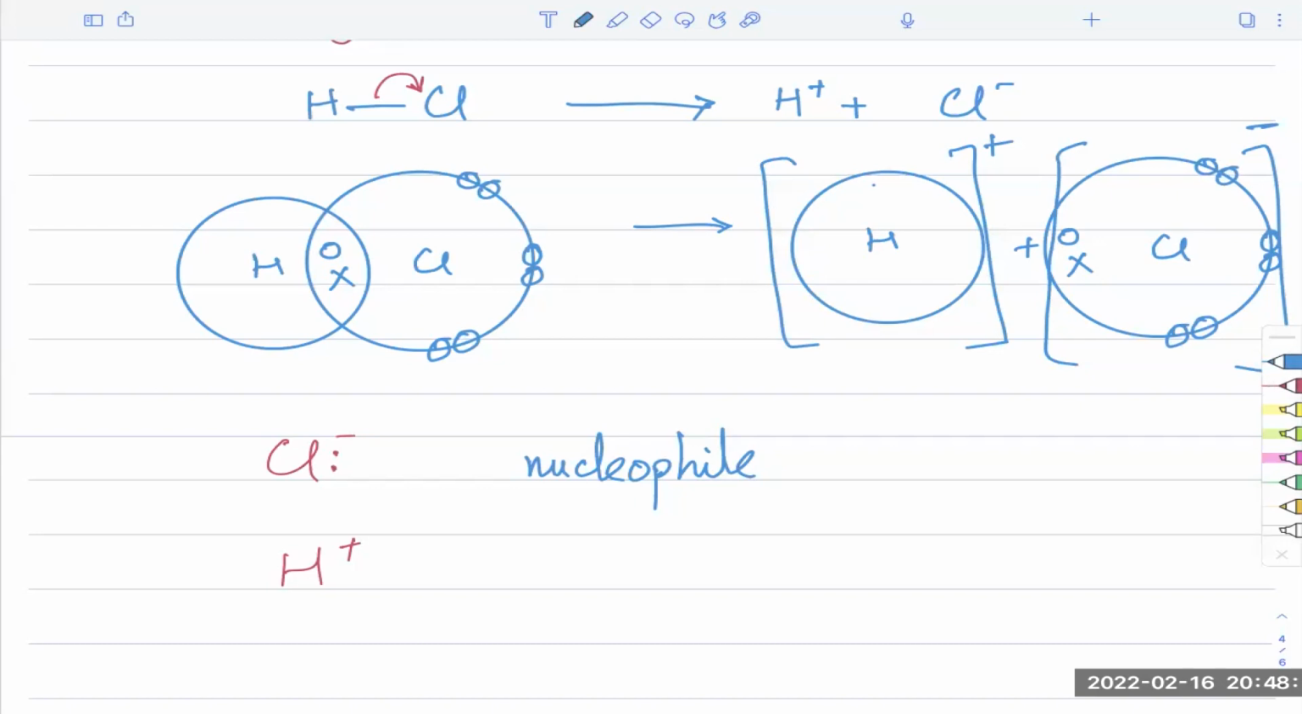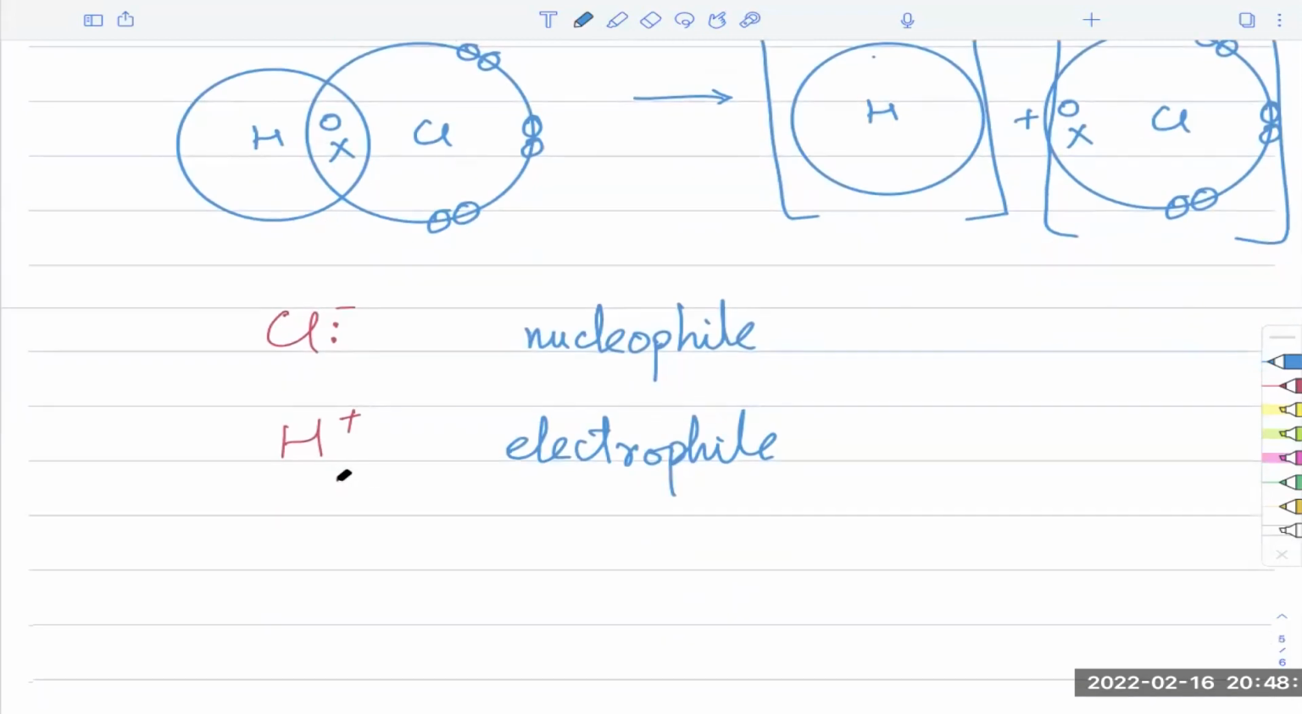And every positive thing, every cation, will now be called electrophile. I don't think there's an explanation required. It attracts electrons. So nucleophile has a negative charge, a lone pair, which gives it the negative charge. An electrophile has basically lost an electron, and this is a positively charged thing.